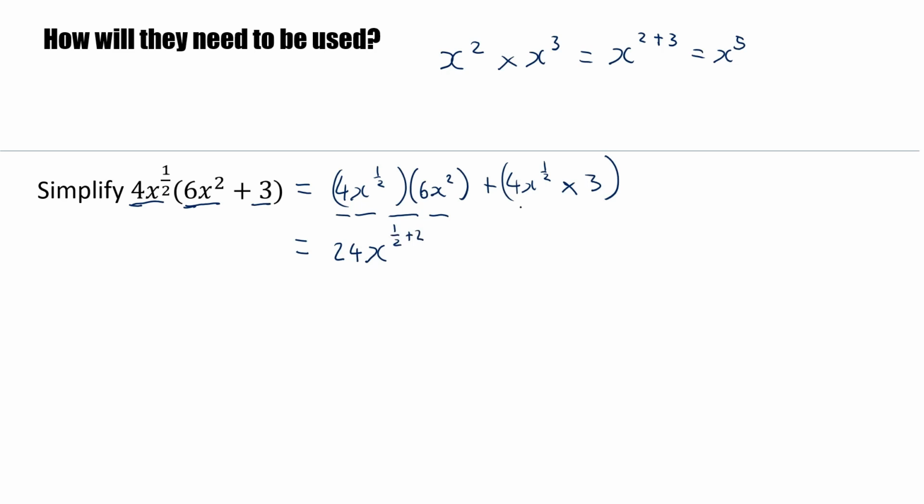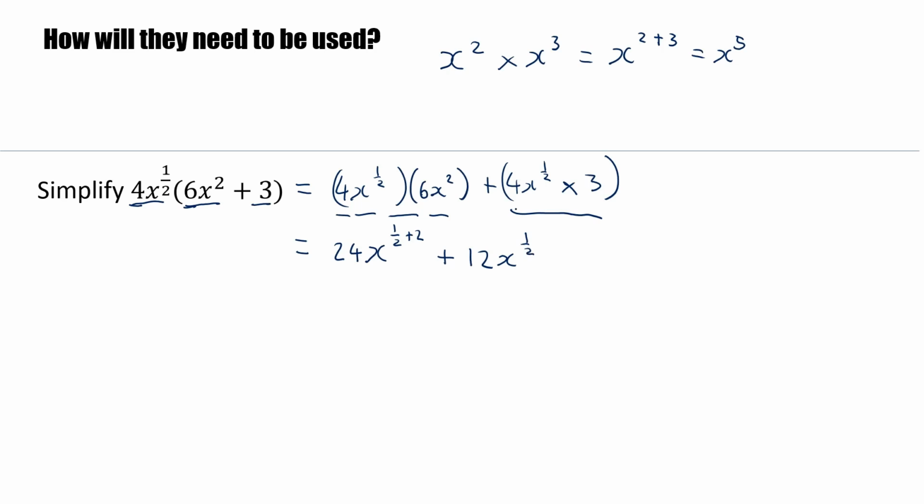And then over there for the right-hand term, we've got 4x to the half times 3. Well, again, separating out the numbers, that's 4 times 3, which is 12. And by the way, we're adding all this stuff on. And then the x to the power of half, well, that doesn't have any other algebra to multiply by. So therefore, it's just got to stay as it is.